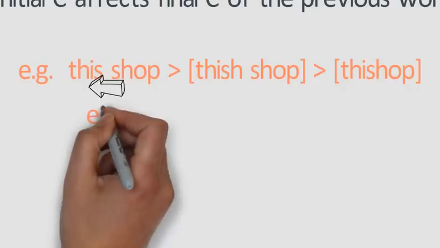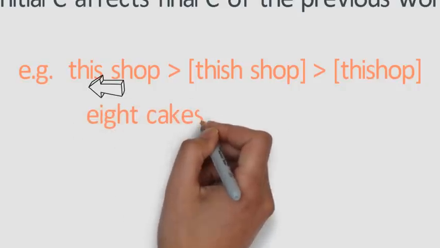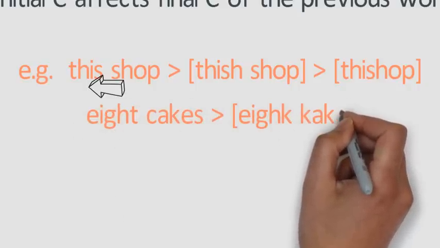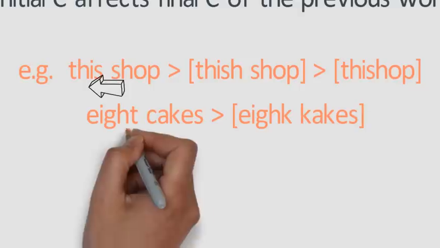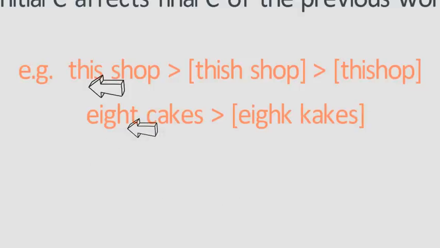The same happens in the phrase "eight cakes". The t in "eight", pronounced at the front of our mouths, is affected by the place the first k in "cakes" is said, and then the t becomes a k as well. Listen. Eight cakes. Again, it sounds like a double k sound, the first of which is not released, while the second one is. Eight cakes.